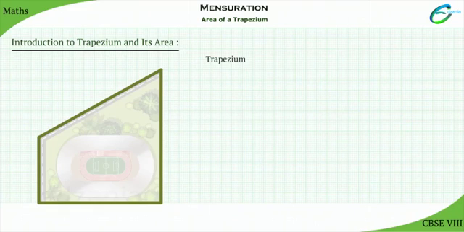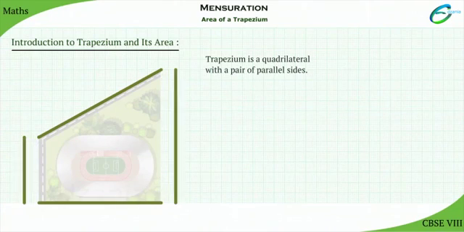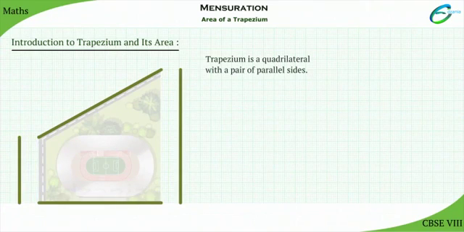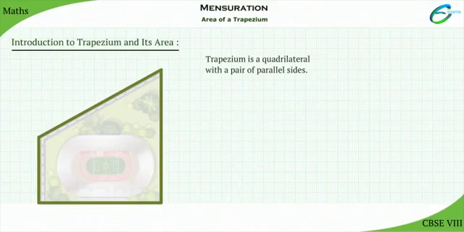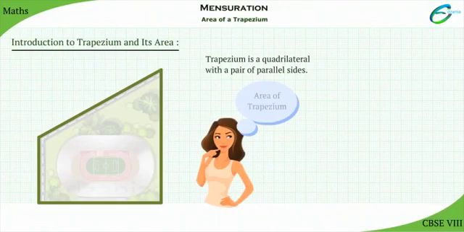Trapezium is a quadrilateral with a pair of parallel sides. Observe that the park also has only one pair of parallel opposite sides. Arya wants to find the area of this park. Let us help her to find the area of that park.